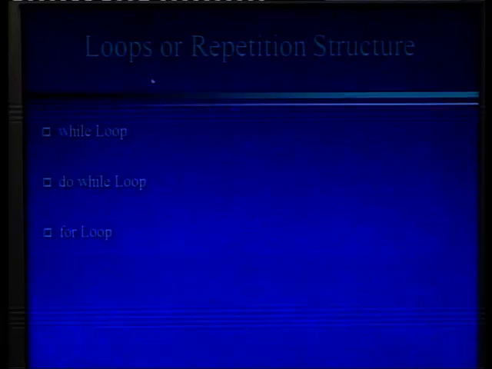In the case of a conditional statement, you have seen that if the particular condition is true, the statements will be executed only once. So if in a program you want to repeat some statements again and again, you have to use loops or repetition structures. Basically in C++ we have three kinds of loops: one is the while loop, another is the do while loop, and last is the for loop.